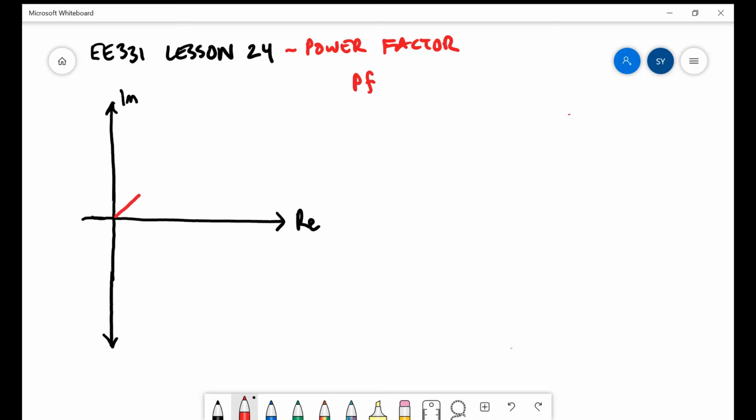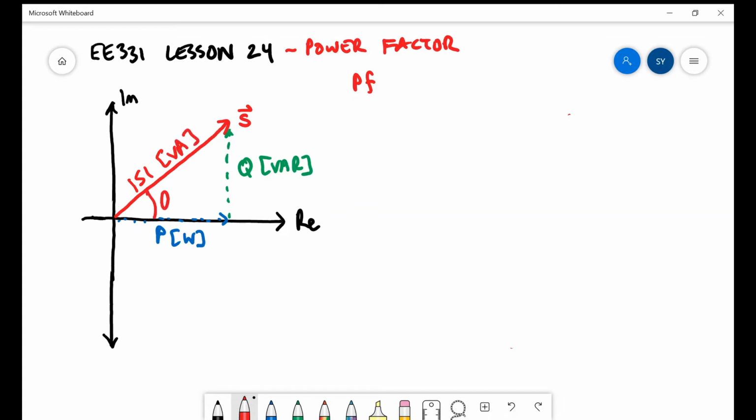If I have an example S, that's a complex power. We learned from the last lesson, I could break that up into the real power P in watts, the imaginary or reactive component Q in volt amps reactive. The hypotenuse, or the length of the vector, was the apparent power in volt amps, and I had the angle theta. Now, the power factor is going to be the ratio of the real power to the apparent power. That is, how much of the apparent power is actually real.